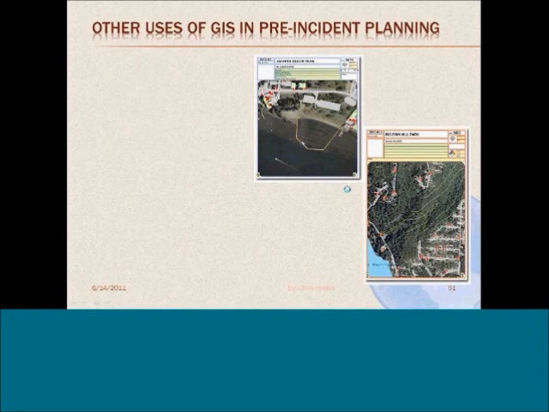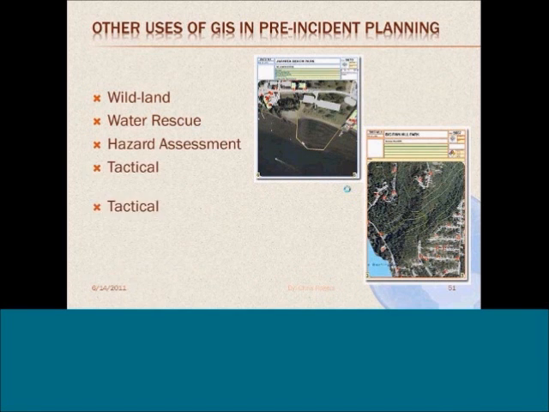Some other uses, again using the same GIS data for different outputs: you could use it for wildland pre-plans, which is something that Dave Blankenship knows a lot about. Water rescue. In my jurisdiction, we have about 20 miles of lakefront where we map underwater hazards, hazard assessment, tactical assessments like SWOT, and post-incident analysis. So you use that same thing I showed in Google Earth for a PIA.